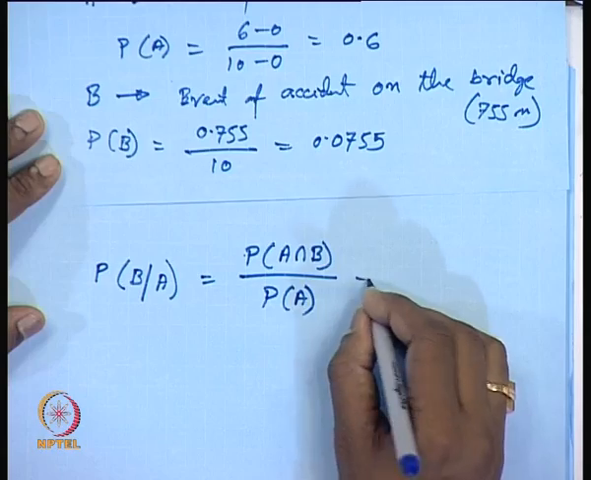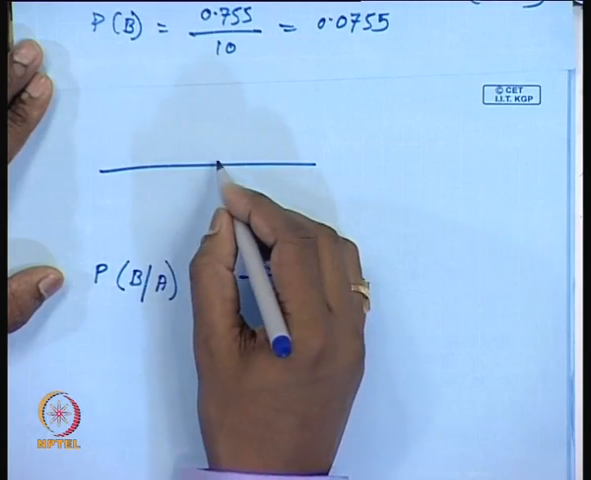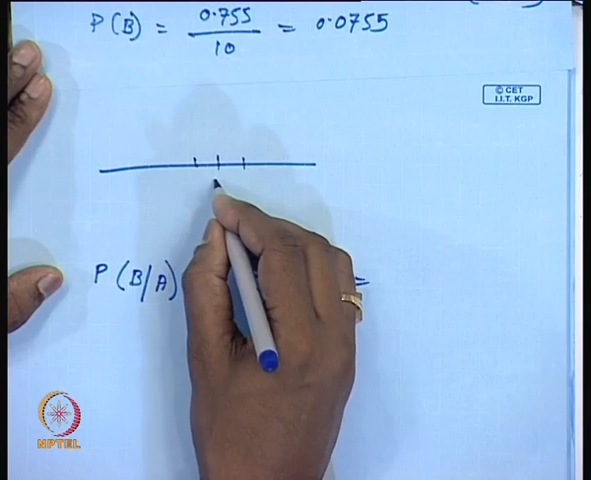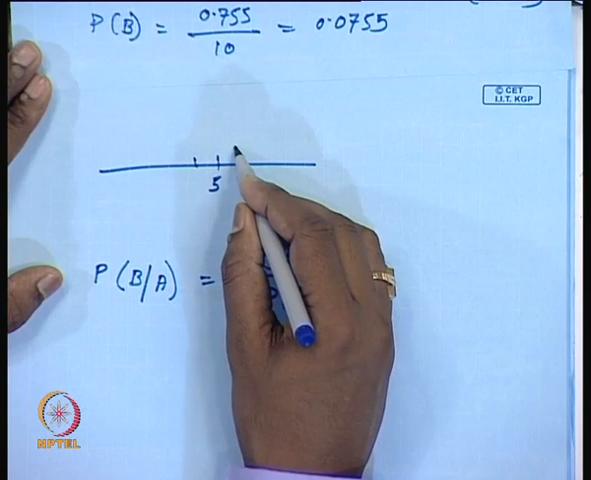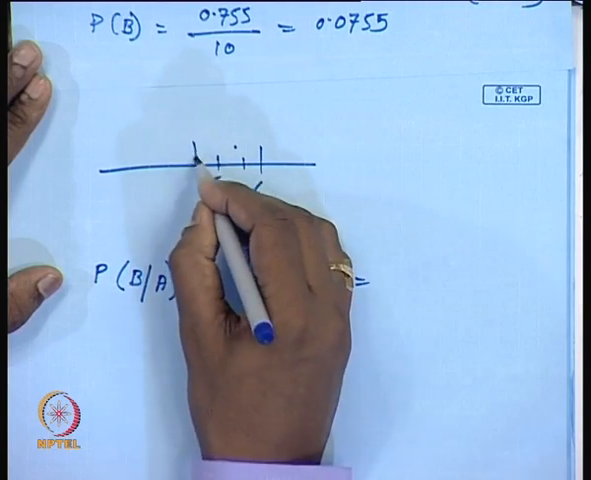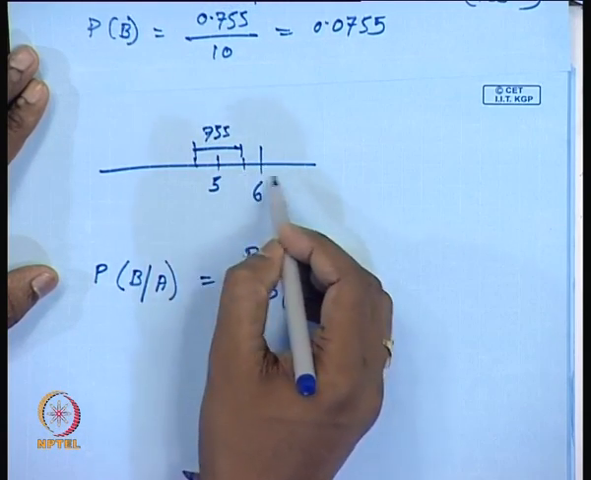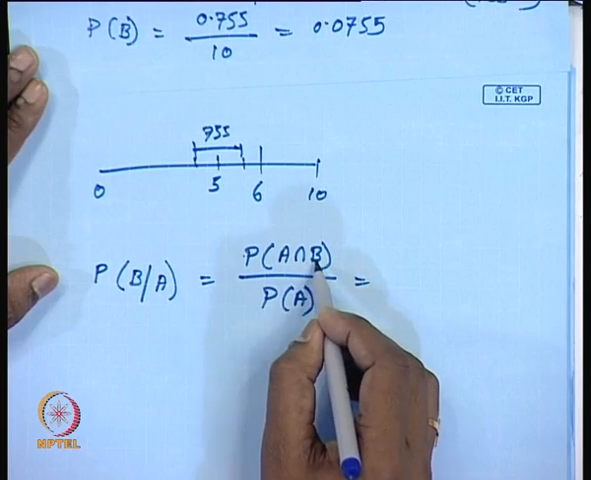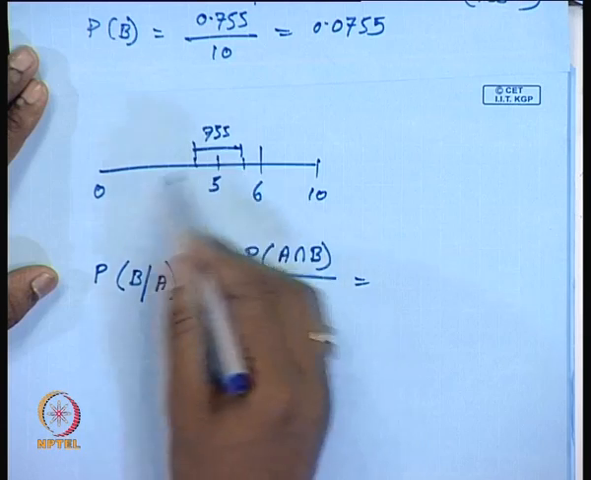Now this probability of A intersection B, you have to see the location of this bridge. If this is the location of this bridge, then this is your 5 kilometer. So a bridge has some length, and this is your 755 meters. The full bridge is coming within this first 6 kilometer range. So that means B is a subset of A, so the intersection obviously will be within this region.